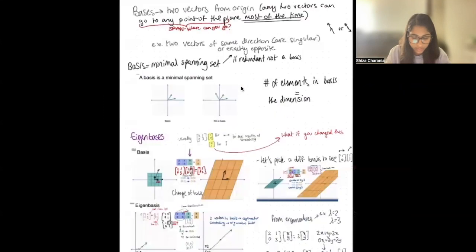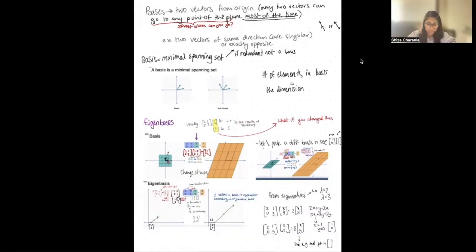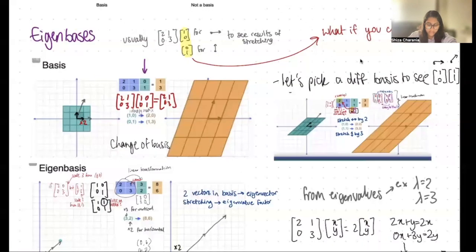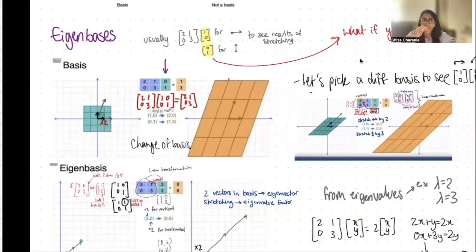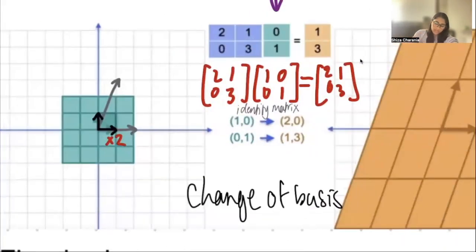Now, the next thing to keep in mind are bases, eigenvectors and eigenvalues, which gets kind of complicated. We already talked about bases, so we'll skip that part and talk a bit more about eigenbases and how linear transformations work. With the basis, let's say you start off with the identity matrix.